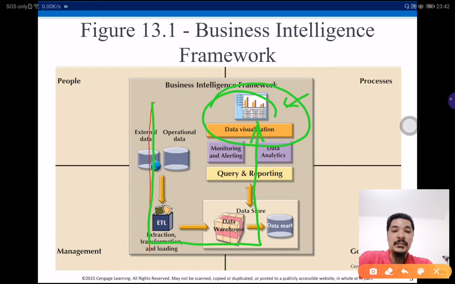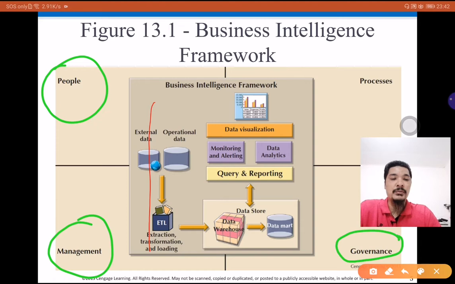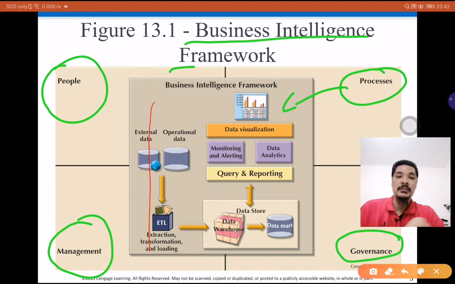If you all understand the database, this is the thing that you need to do. So towards the end, it involves all these frameworks. Number one is people, management, governance. Governance is what? Who governs the process? Who manages the process? Governance and government are two different things. And also we need the process here. So this is what we call the business intelligence framework. Okay, let's move to the next one.